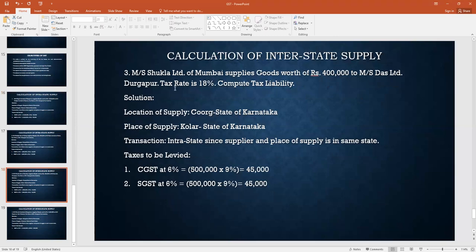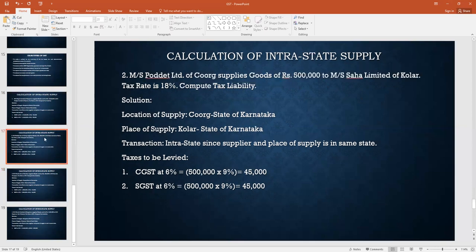Here in another example, a company in Kurg is supplying goods of rupees 5 lakhs to another company in Kolar. The tax rate is 18%. As you know, Kurg and Kolar both are situated in one state, so we need to consider this transaction as an intrastate supply, because both the supplier and the purchaser are in the same state.